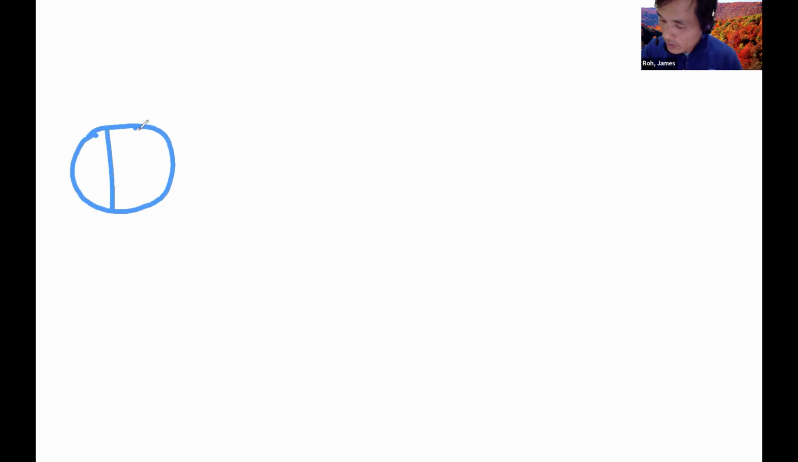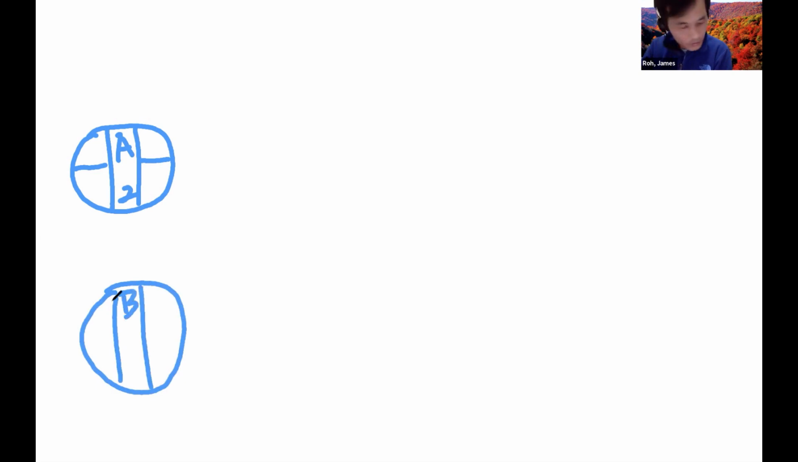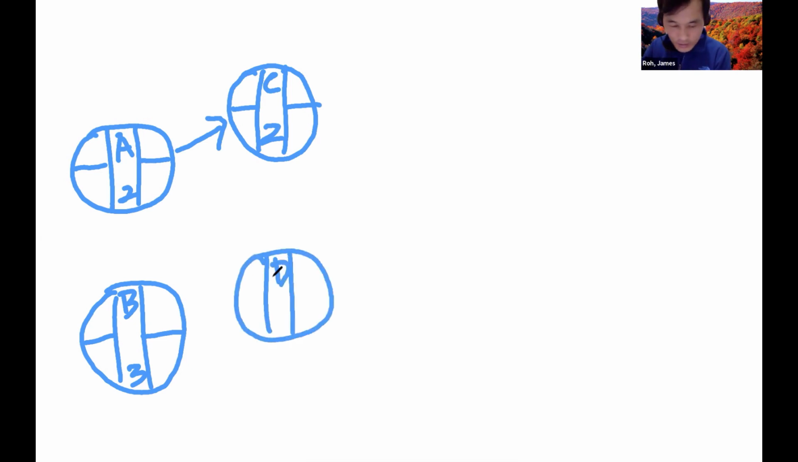Here's A, and it takes 2 weeks. And we have B here. B takes 3 weeks. And C takes 2 weeks. And D, and it takes 4 weeks. And we know that the predecessor of D is A and B.